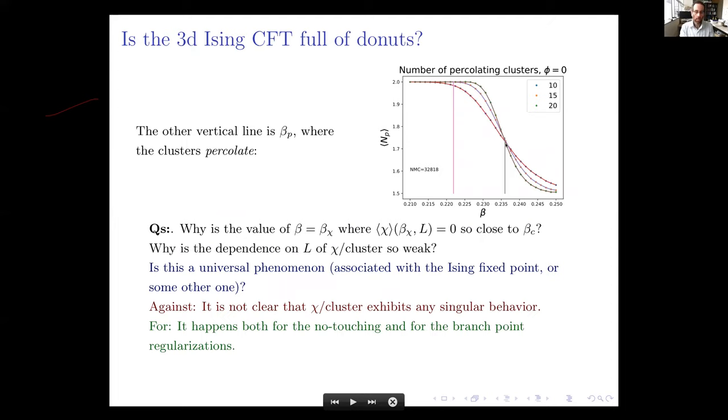And so we thought maybe the thing we were seeing had to do with that, but it's much closer to the Ising transition than to the percolation. And so a question that I'd really like to know the answer to is, is this smallness of chi near the critical point a universal phenomenon? You might think it's not because it's not clear whether there's actually any kind of singular behavior associated with this observable. On the other hand, it seems to happen for these two microscopically very different realizations of the Ising universality class.